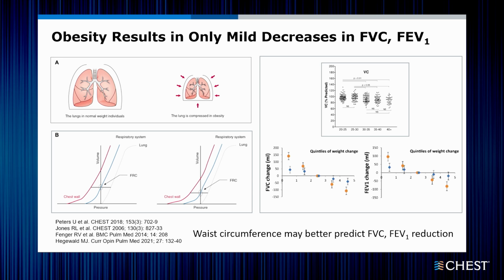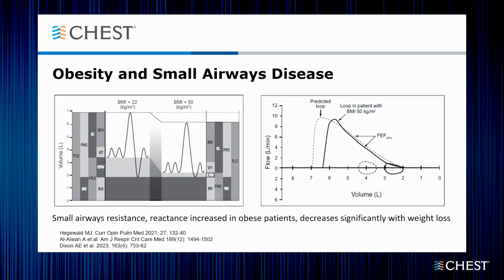So certainly the predicted values go down a little bit based on the quartiles of BMI, shown up here in the top right corner, but the absolute changes really range only between 100 and 150 cc's, even in relatively extreme cases of obesity. This is actually two images that I took from a really nice review that Matt Hegewald published a few years ago, highlighting the impact of lower FRC and early airways closure due to the heavy chest wall and anthropometric changes due to adipose tissue in the abdomen with obese patients.